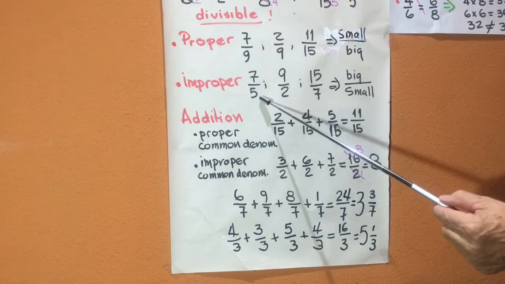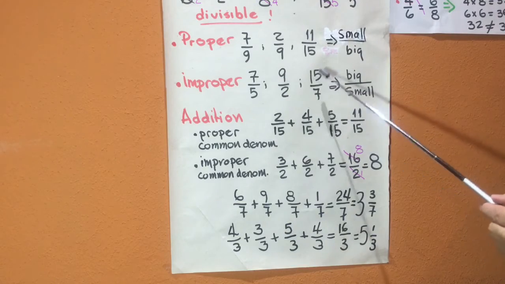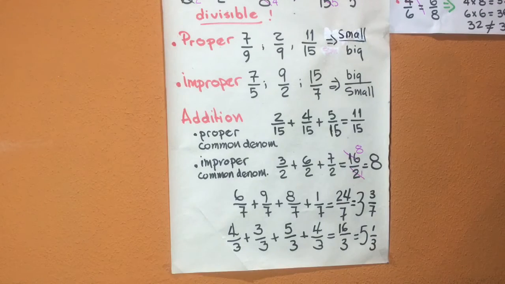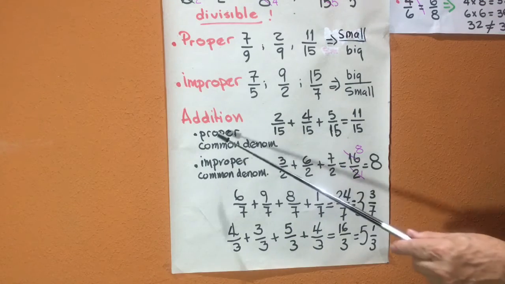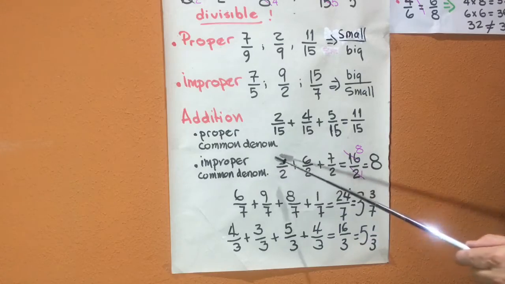As you can see, 7 is bigger than 5, as well as 9 bigger than 2, and 15 bigger than 7. So these are improper fractions. Addition and subtraction work very interestingly when we have proper fractions and common denominators. This is also a review of addition.